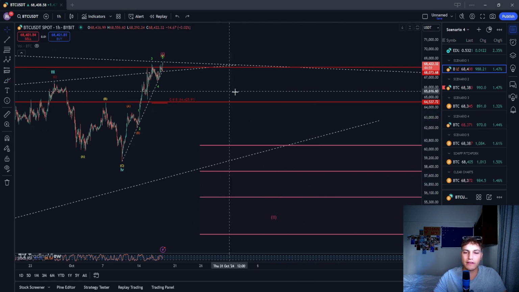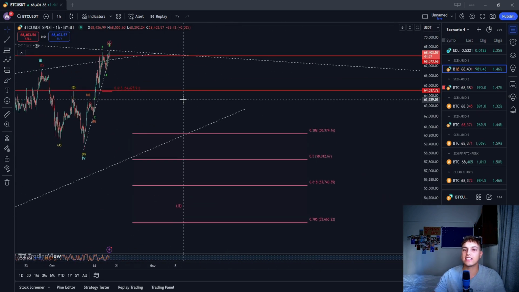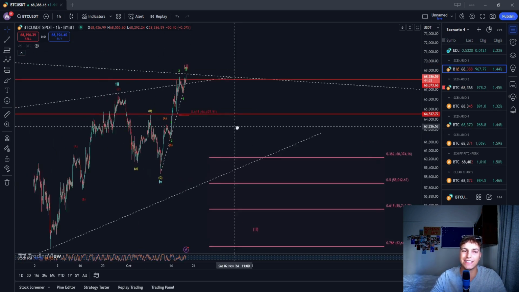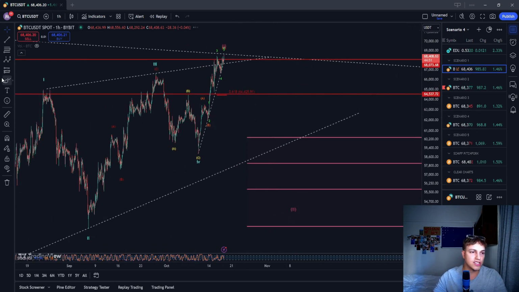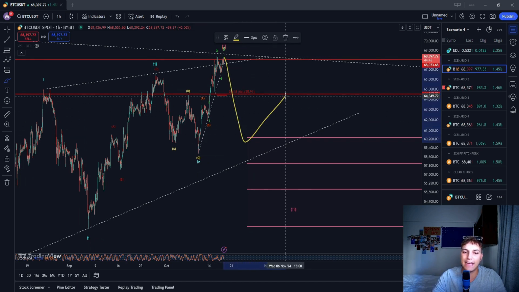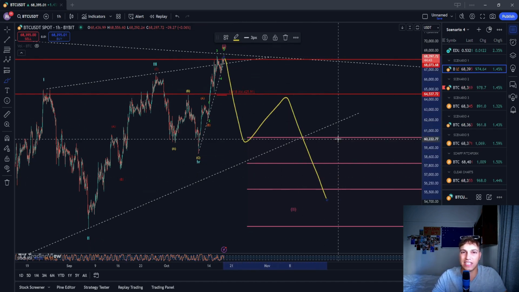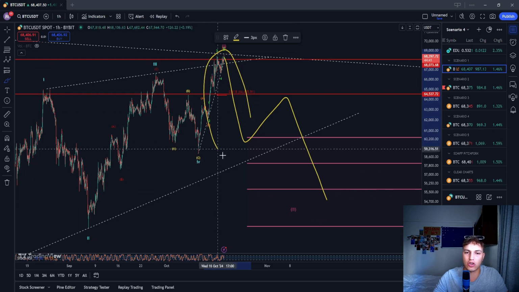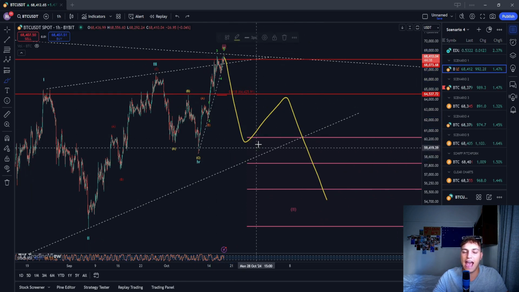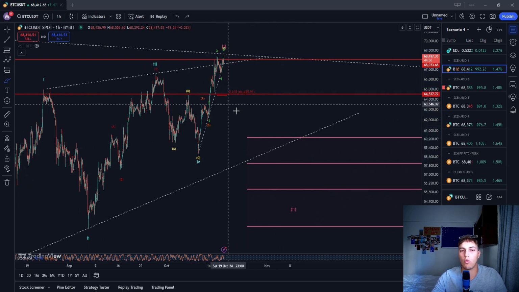The target for the wave 2 is this box sitting at 60,374 to 52,665. This move in the wave 2 could be a few things, but commonly an A, a B, and a C. We'll get there once price starts giving us the wave A and then the B to start seeing what ABC structure it is.